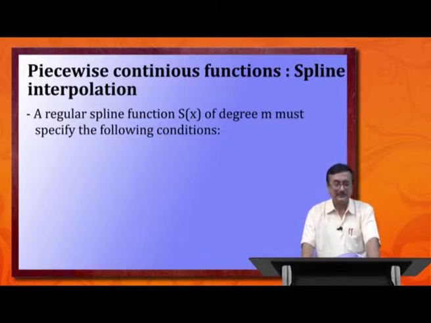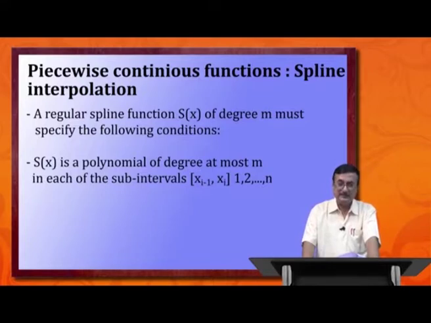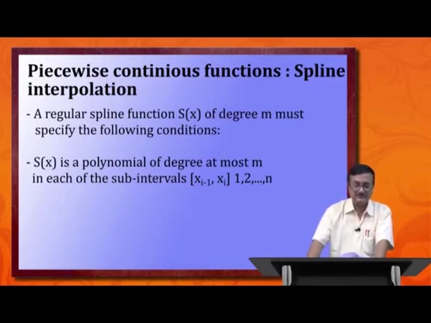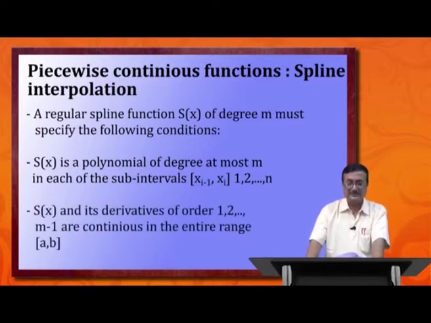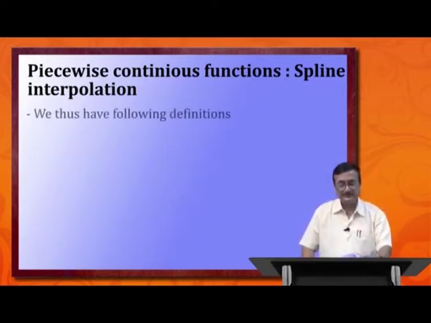That is, S(x) is a polynomial of degree at most m in each of the subintervals x_{i-1}, x_i, i equal to 1 to n. The second condition is S(x) and its derivatives of order 1, 2 up to m minus 1 are continuous in the entire range [a, b]. Hence, we have the following definition.